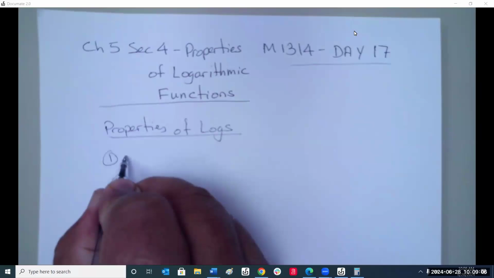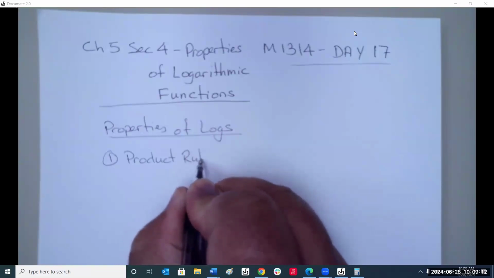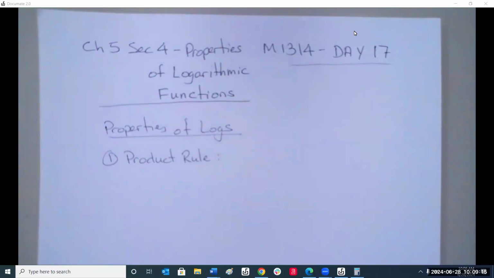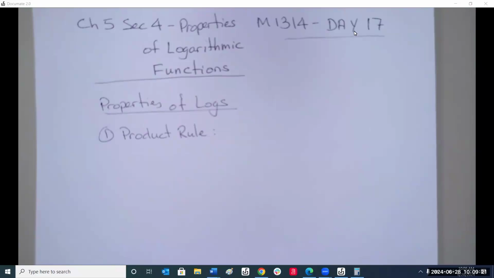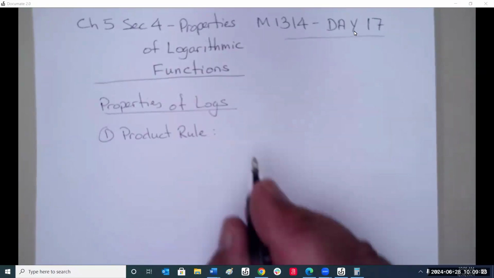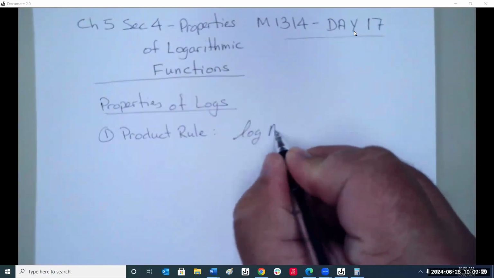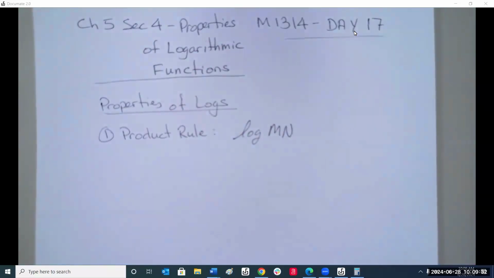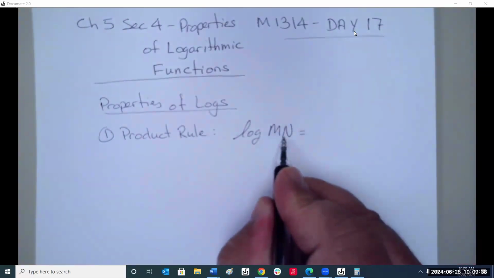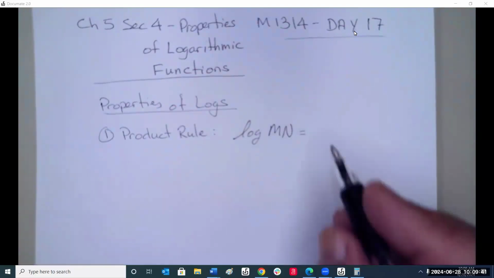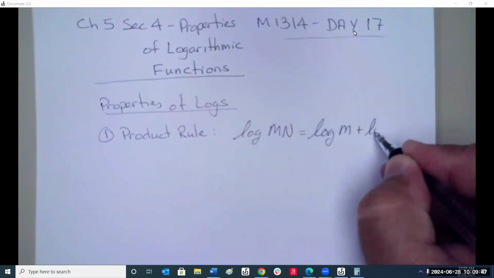The first one is the product rule. What does product mean? Multiplication. Very good. What this one says is the log, if I have two terms where m and n are functions, because they're multiplying, when you multiply things, you make them bigger. So we can split those up by putting a plus sign between them.